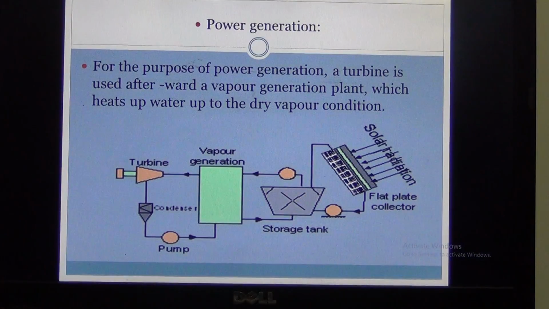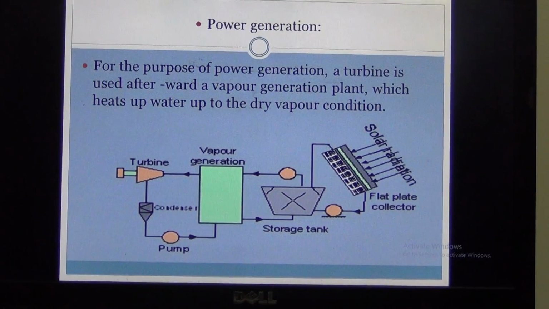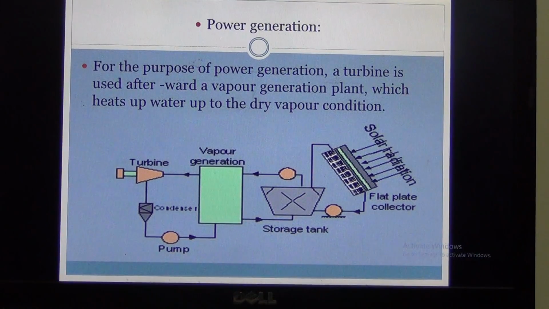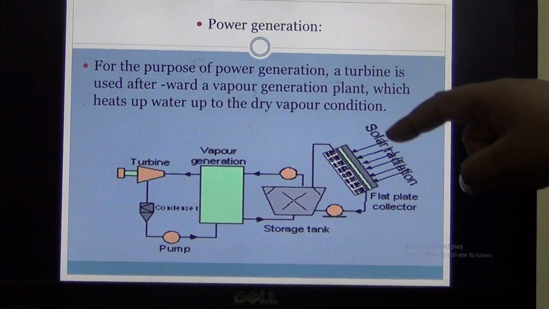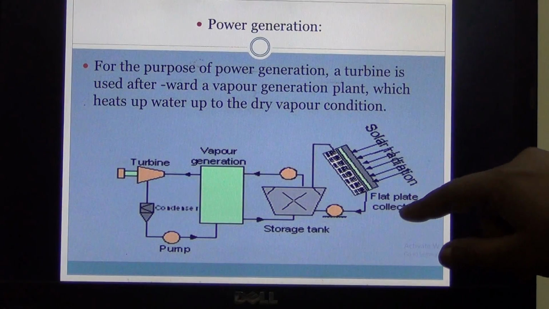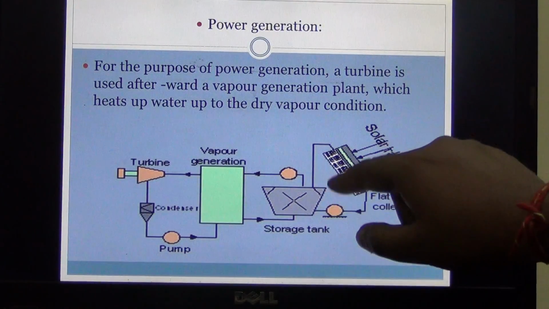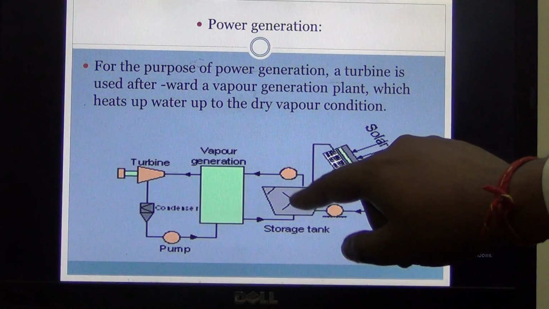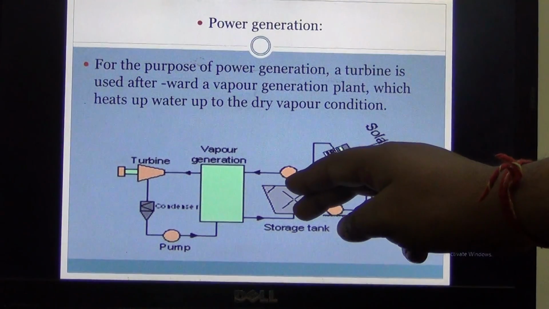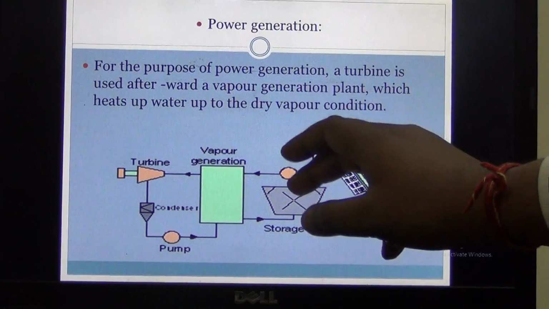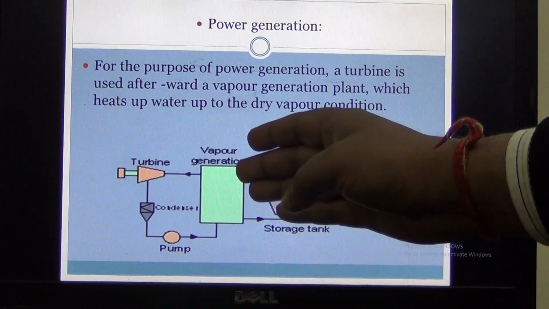Power generation. For power generation purpose, a turbine is used. Afterwards, a vapor generation plant heats up water up to the dry vapor condition. Clearly seen from the diagram, the solar radiation strikes the flat plate collector and it is being stored. This is the main storage area that stores the heat energy, and this heat energy is used for vapor generation.